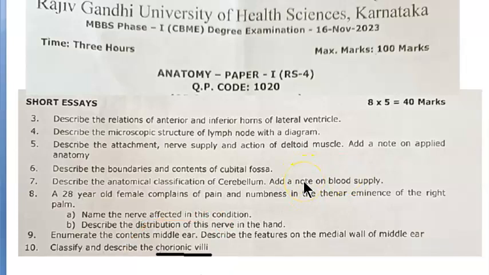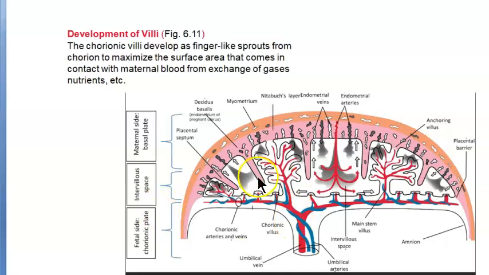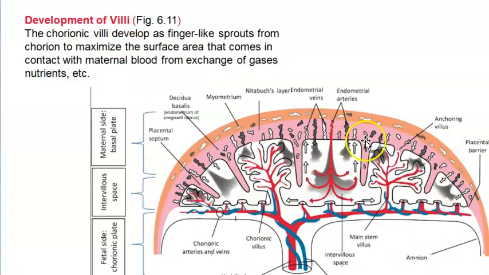Okay, the next important question for you here in embryology is describe the chorionic villi. Classify, you have to classify also. What types of villi are there to classify? So first of all, it is embryology, so the development of the villi. You have to draw this diagram, which is the maternal part, which is the fetal part, how are they joined, okay, all that you have to explain.